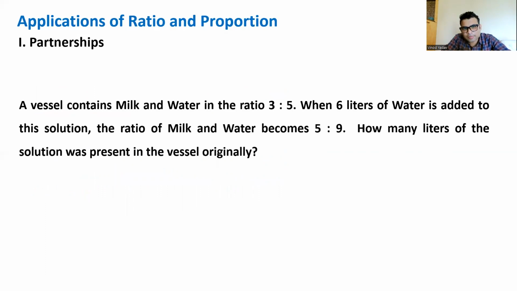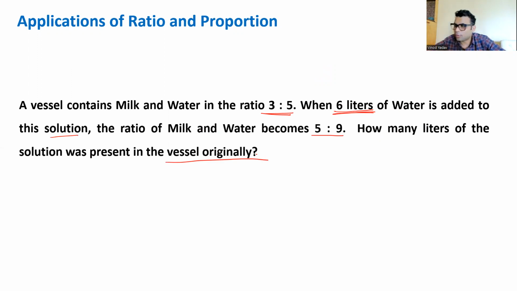Next comes mixtures. Yeah. Read the question. I hope you have read the question. A vessel contains milk and water in the ratio 3:5. The ratio is given, not the actual quantity. When 6 liters, this is the actual quantity, of water is added to this solution, the ratio of milk and water becomes this. How many liters of the solution was present in the vessel originally? Okay.